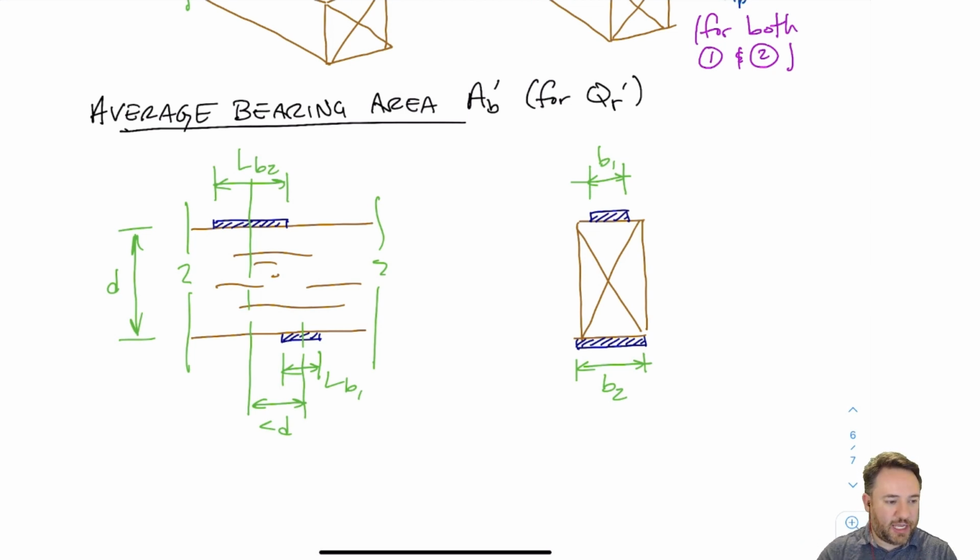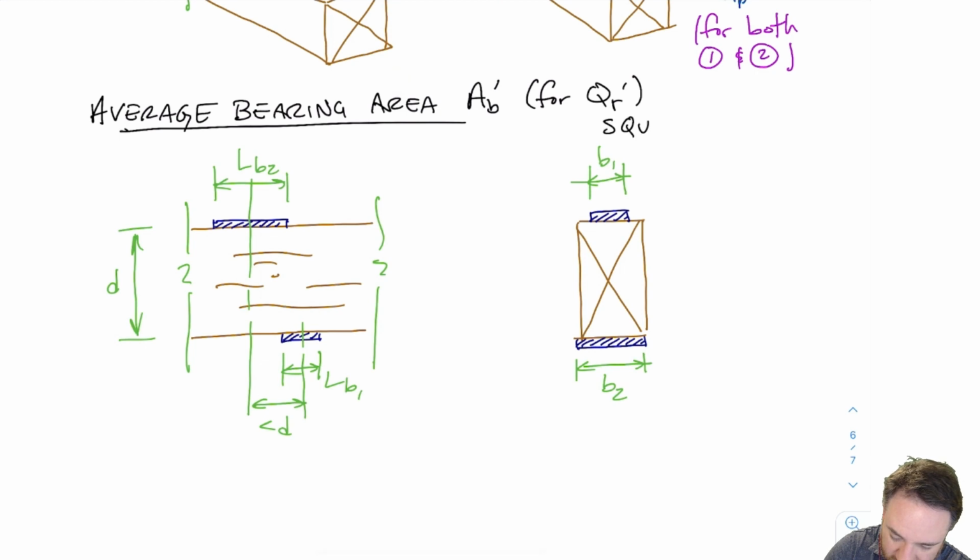And these two plates are within D of each other along the beam. So they're close enough that I have to consider the squeezing effect, which is the effect of loads applied near a support, so-called near a support. So in this case, I have to calculate the average bearing area AB prime for this equation, QR prime, which I call the squeezing equation.